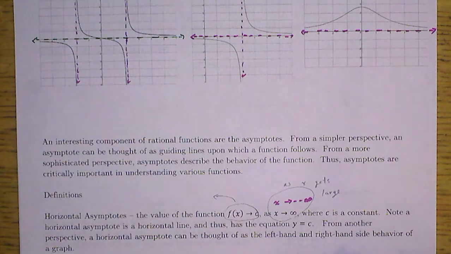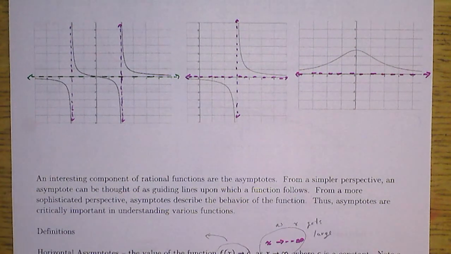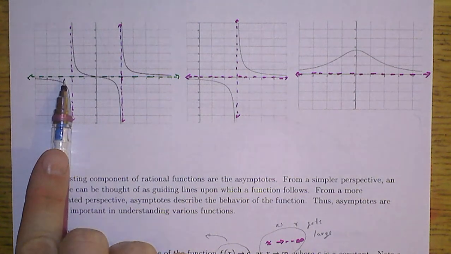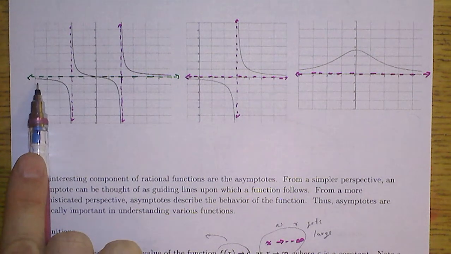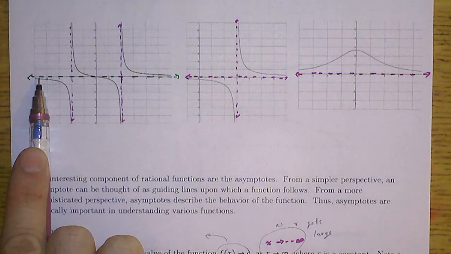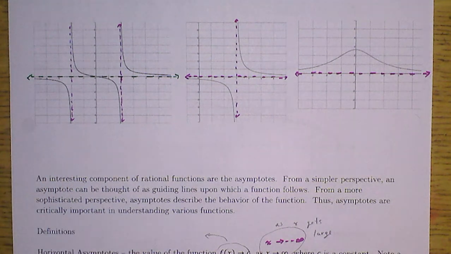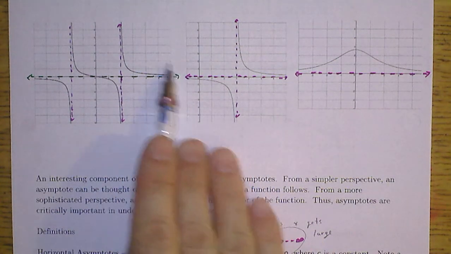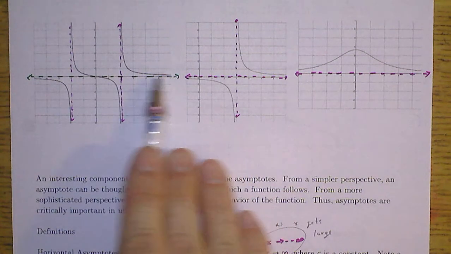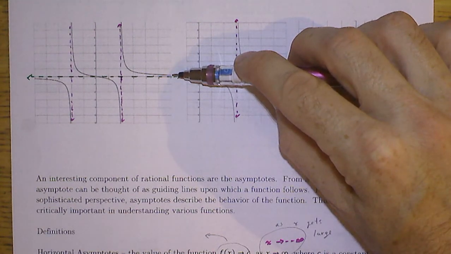If I take a look at the three graphs, now I'm going to criticize myself on these three graphs. Unfortunately, they all have the same horizontal asymptote. But as x gets really large negative, the y value gets closer and closer to my asymptote, in other words closer to 0. On the other side, as x gets really large positive, the y value gets closer and closer to 0.